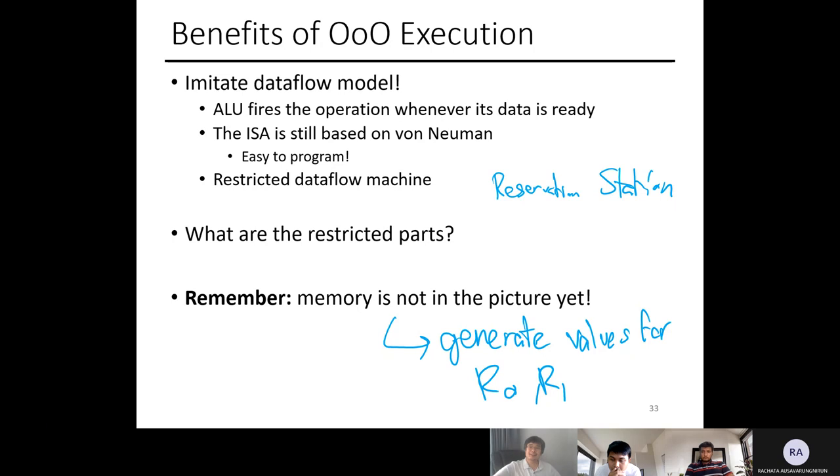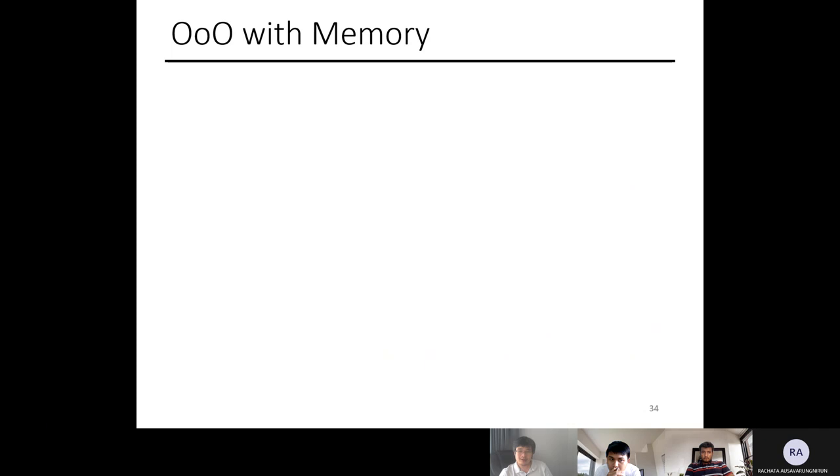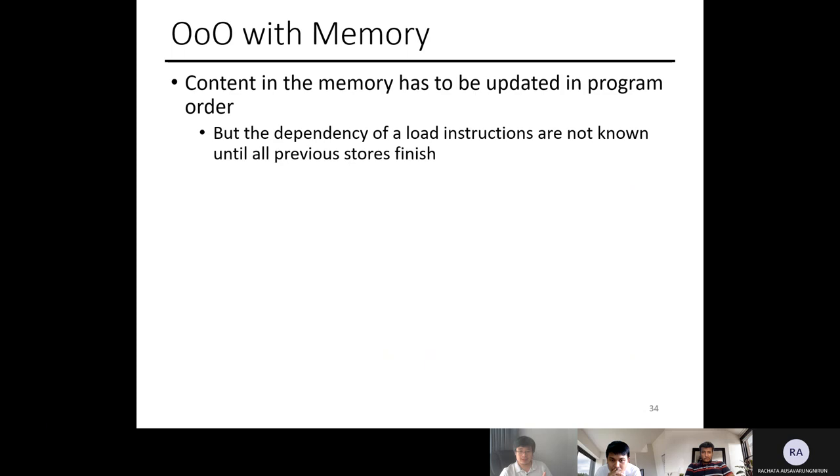So we'll talk about that toward the next half of the course. Right now, let's wrap it up: what to do when you have out-of-order execution and memory, right? Because the content in your main memory has to be updated in program order. You go to the main memory, you have load, you have store, and those also have to be in program order. But there's a dependency of the load instruction that is not known until the previous store finishes.